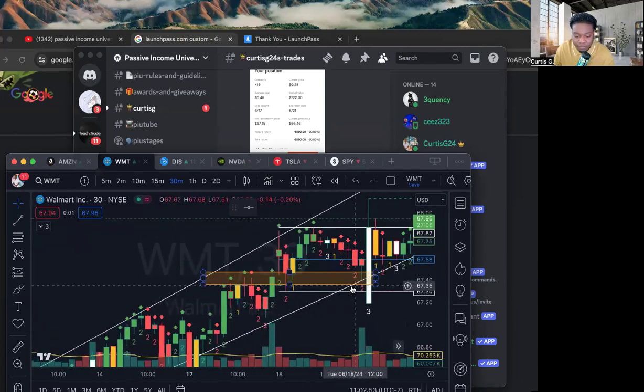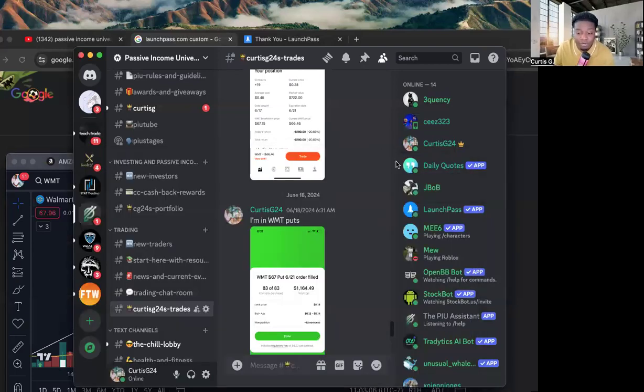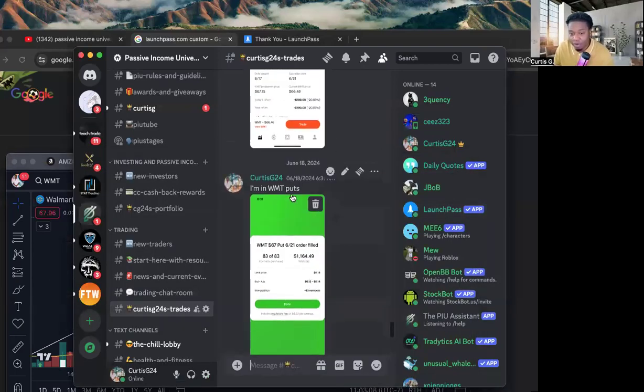Here we go. So this was the puts for Walmart, right? This was the 618, 630 candle. I got in on puts. It came on down to here. I went ahead and took profits and I was out. So like I said, I'm more of a scalper. And this was the trade, Walmart puts.